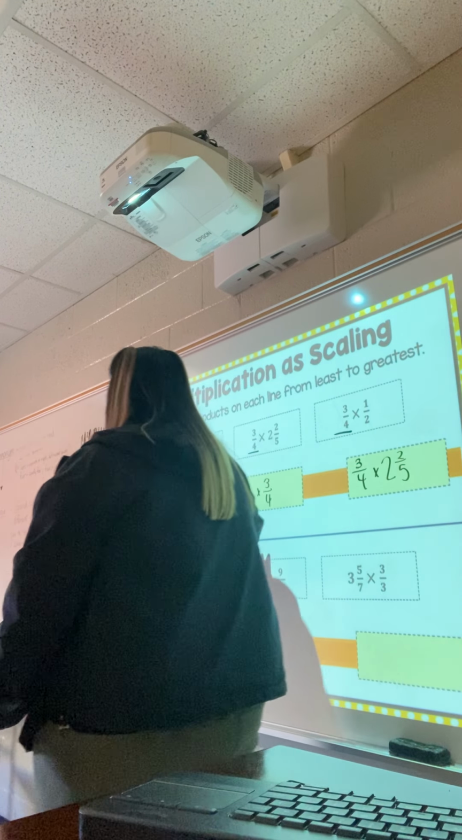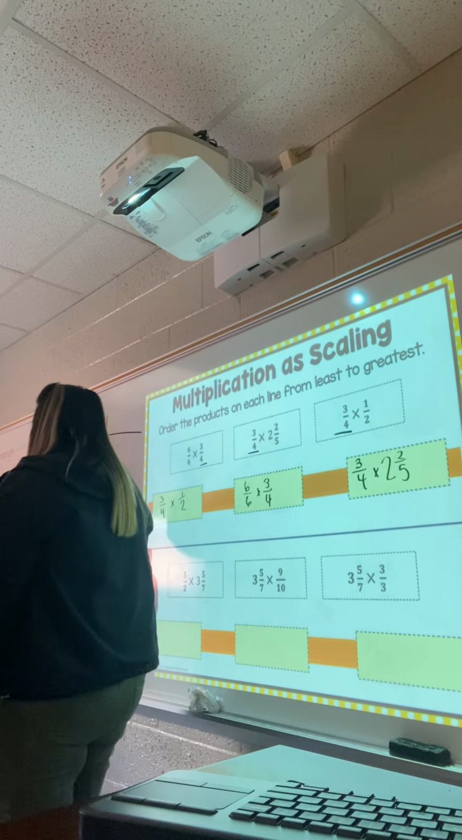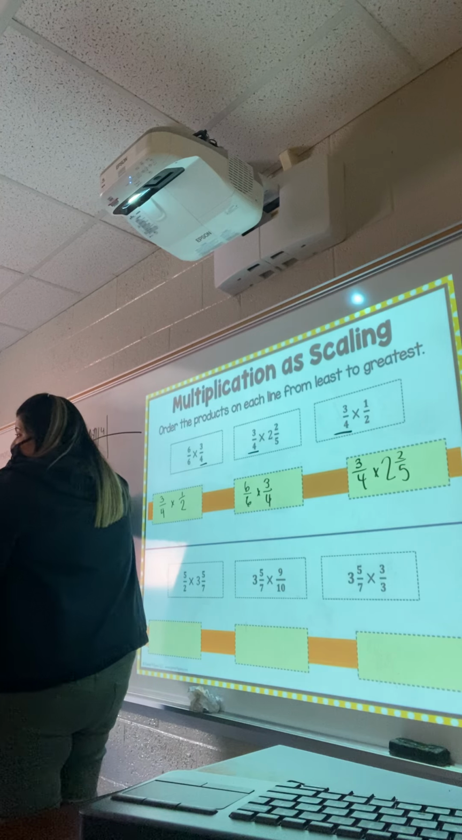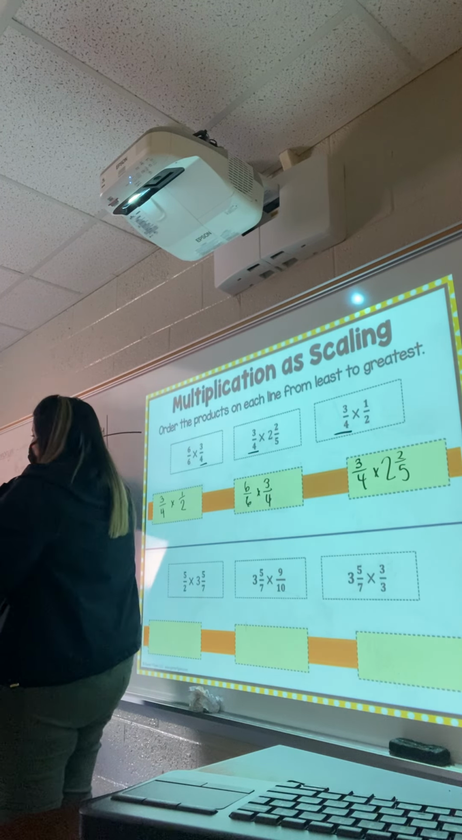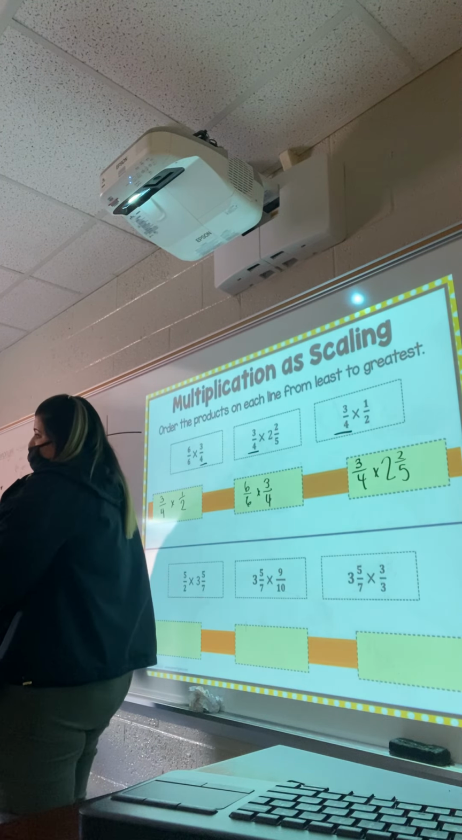I have a half, so this is my whole line. I take half of that line, and then I divide the half of that line into fourths, and I only take 3 of them. When you multiply by something less than 1, it gets smaller.